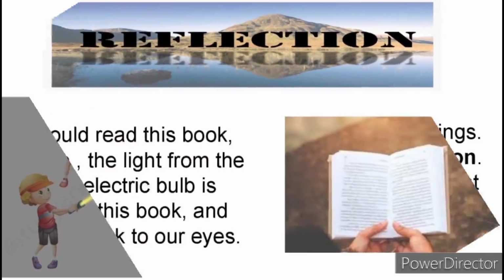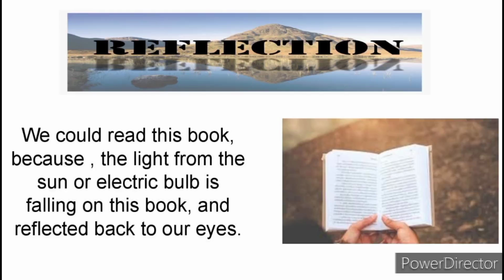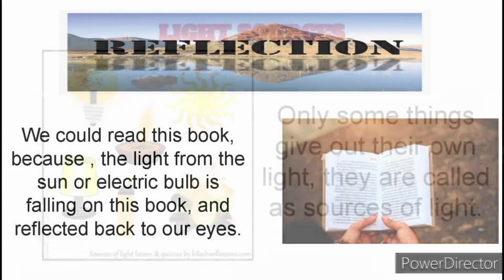Say for example, we are able to see this book, isn't it? During daytime, the sun is giving the light. Because of the light, we are able to read the book, right? This is because the light from the sun is falling on this book and the book is reflecting the light, and that reflected light is reaching our eyes and hence we are able to read the book.